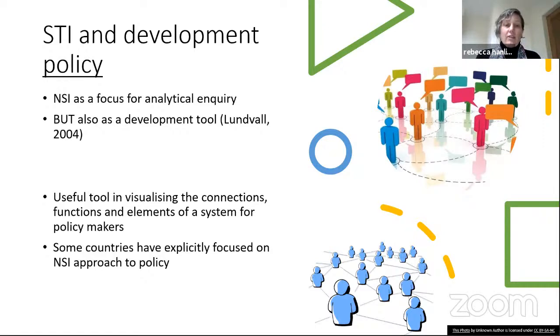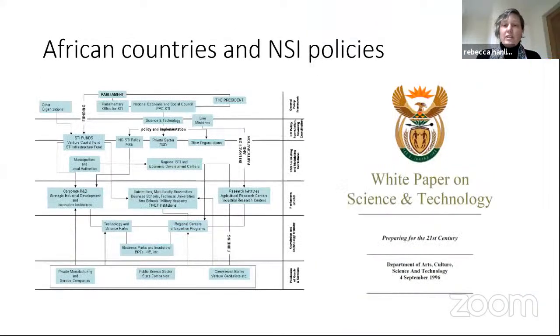Moreover, some countries have explicitly focused on national systems of innovation as an approach to policy. The most obvious and often cited example is South Africa, which as early as 1996 wrote about and championed the idea of a national system of innovation in its white paper on science and technology. Even today, UNCTAD launched its technology and innovation report, and it makes significant mention of national systems of innovation.